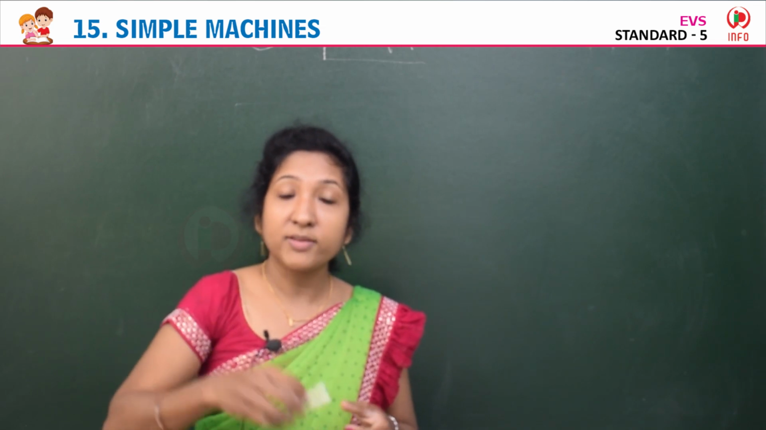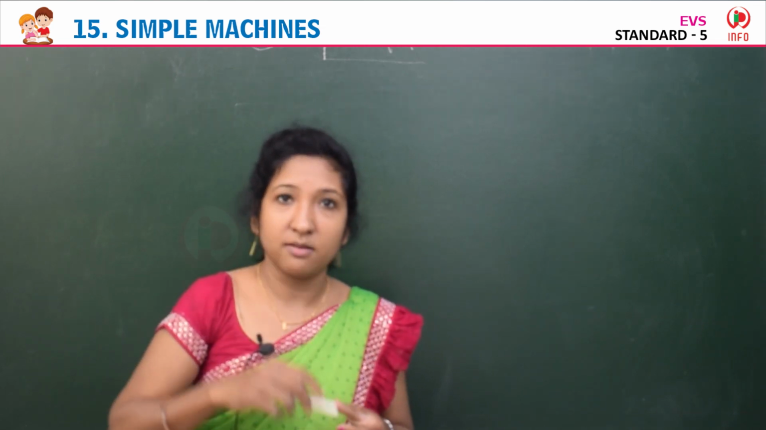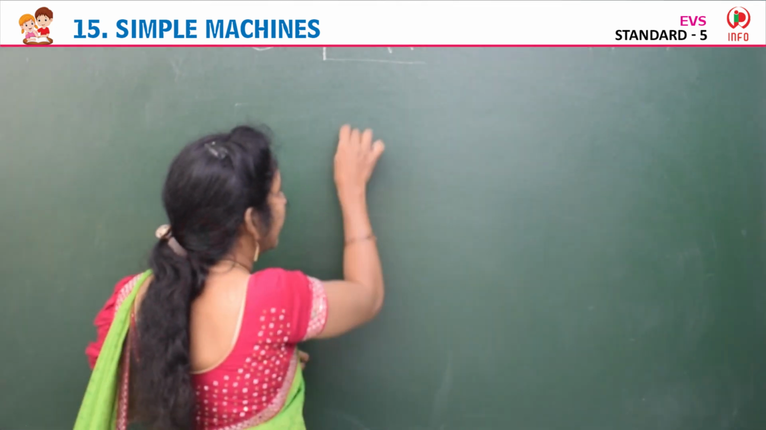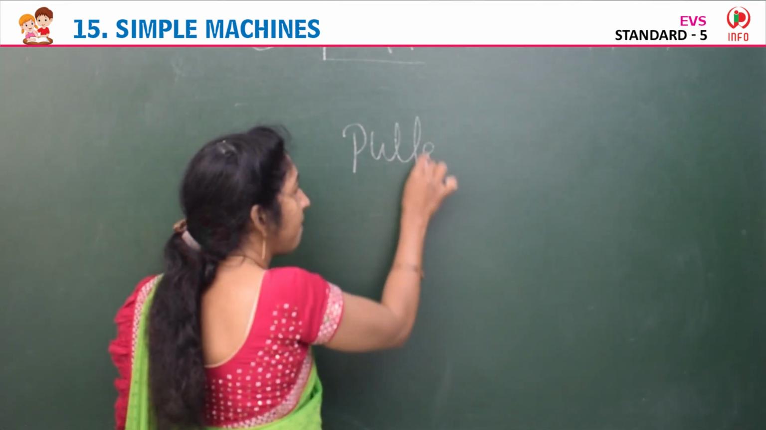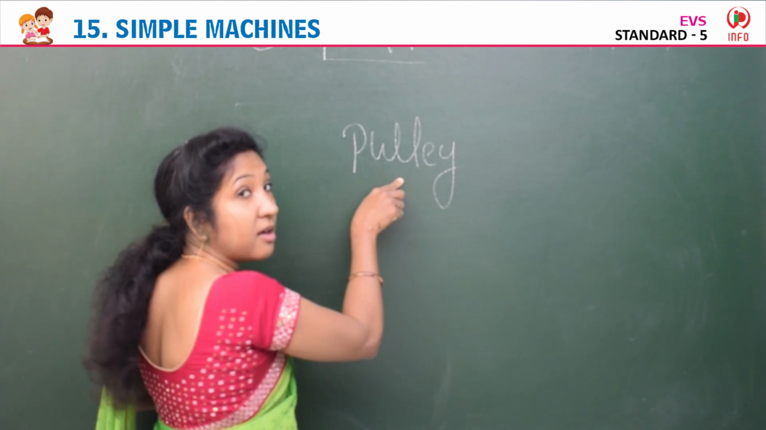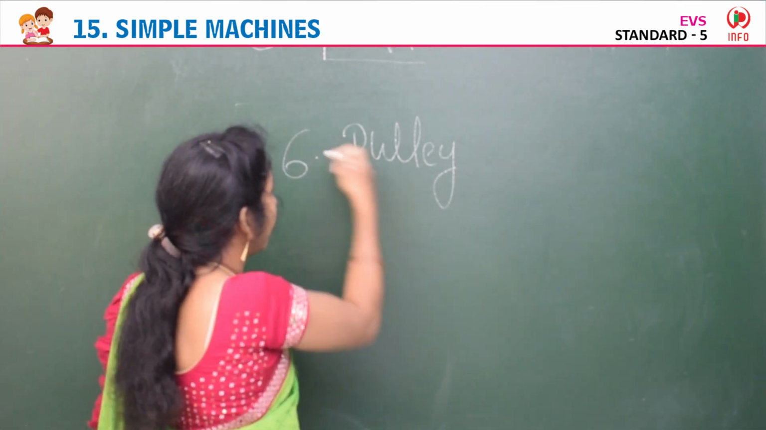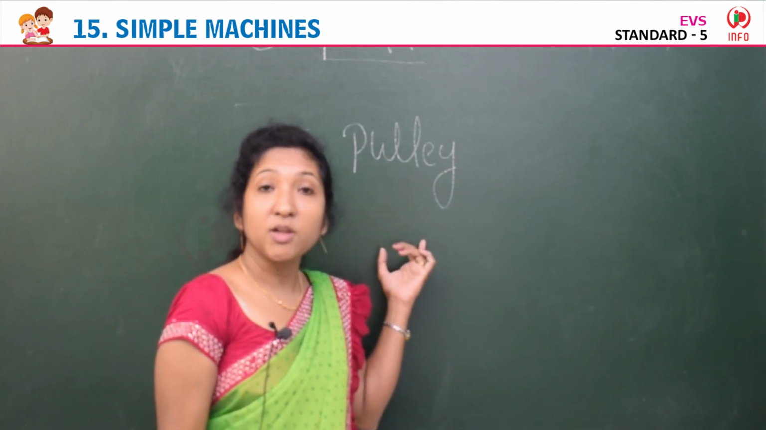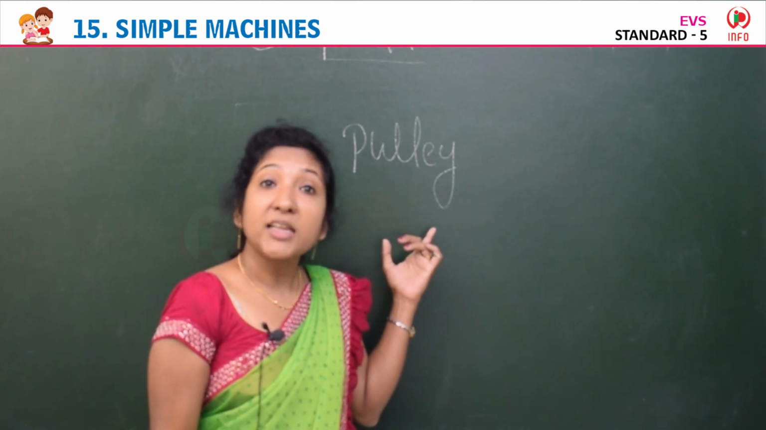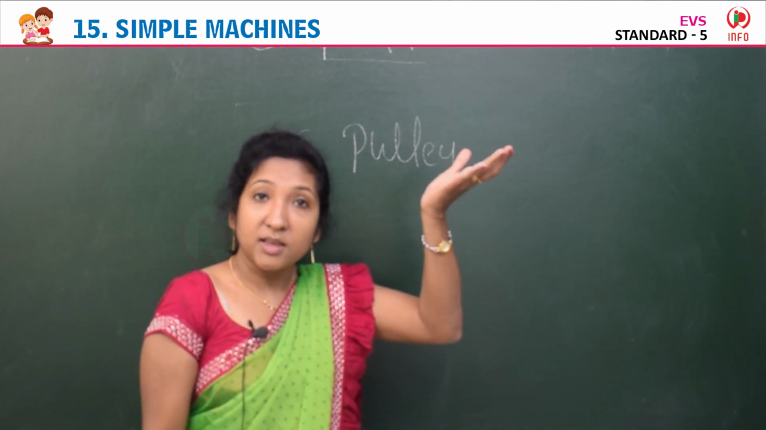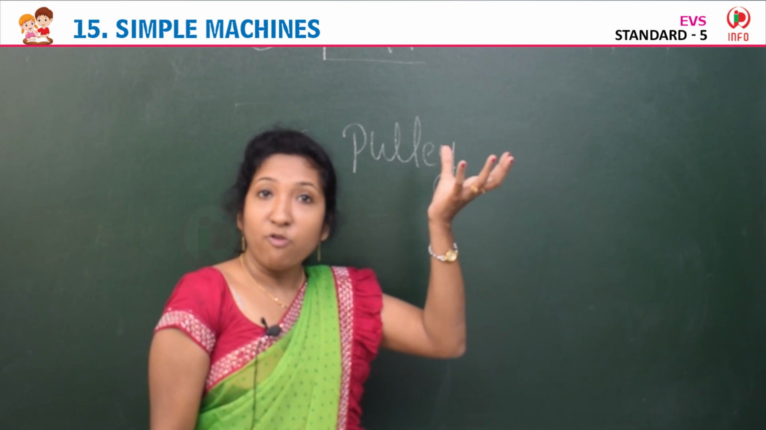Suppose we are using a rope and a wheel, that is called a pulley. A pulley uses a rope and a wheel. This is another simple machine, the sixth type of simple machine, the pulley. A pulley uses a rope and a wheel to lift the load. Here the load is a bucket full of water.